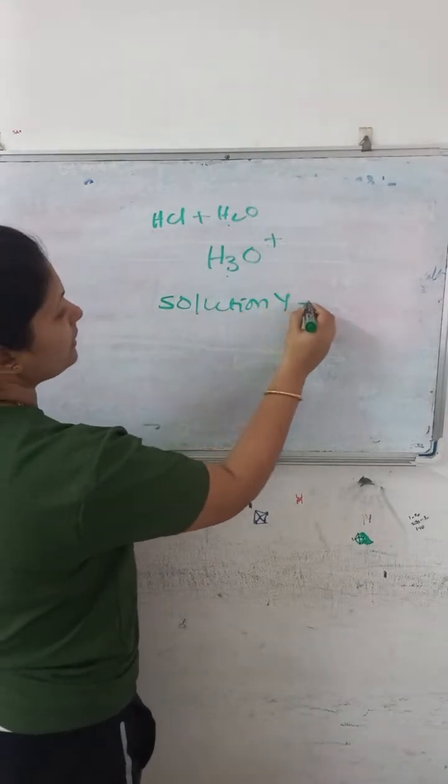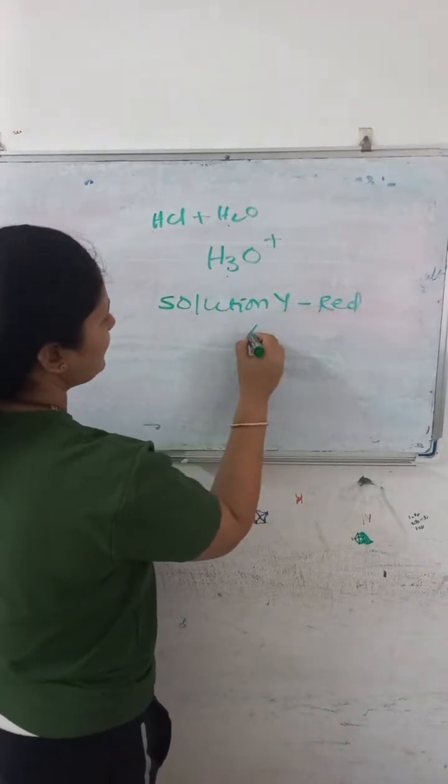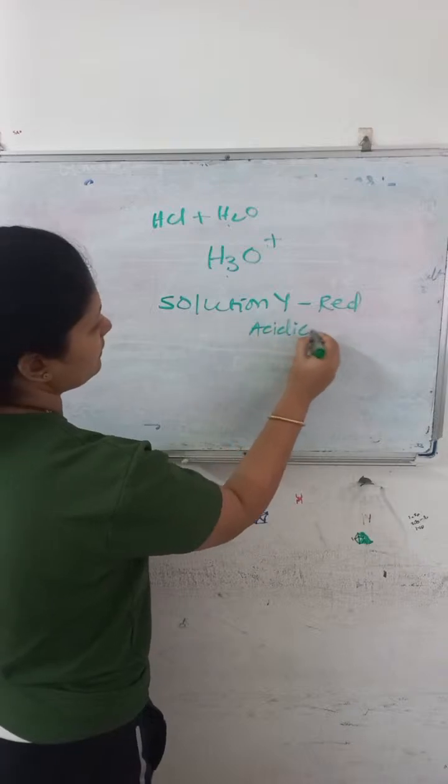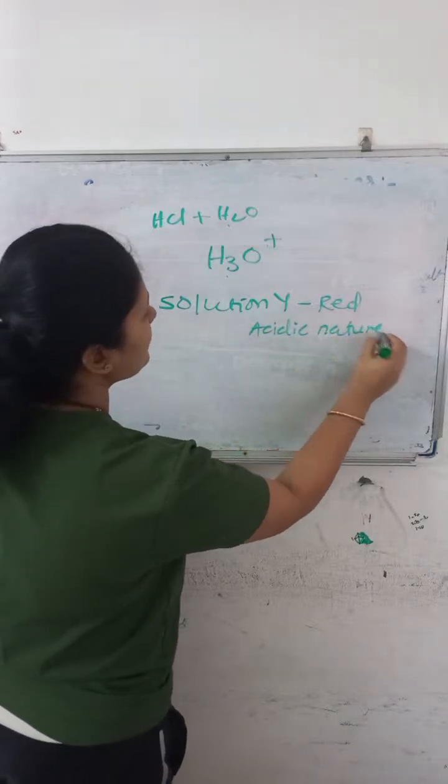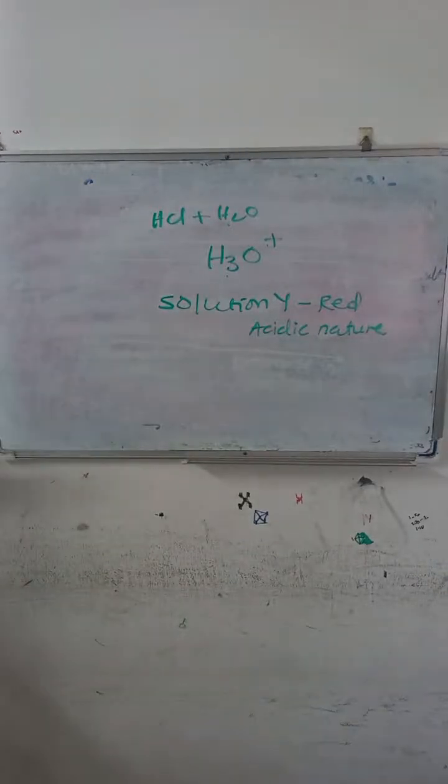Solution Y turns red. That means it is acidic in nature. So like this we have to verify. That's what you should know, the basic.